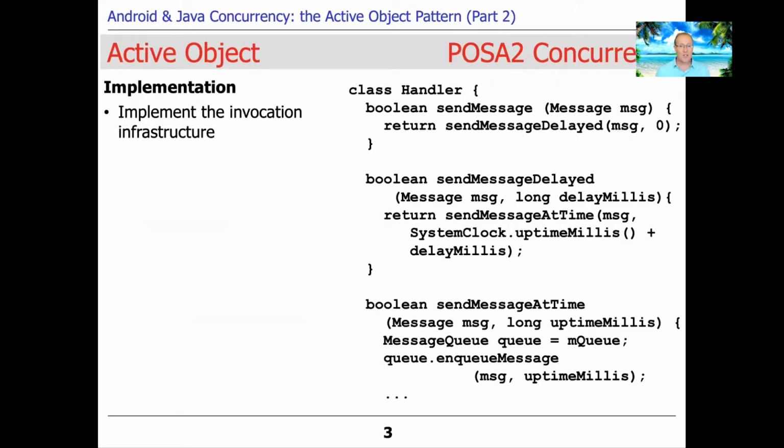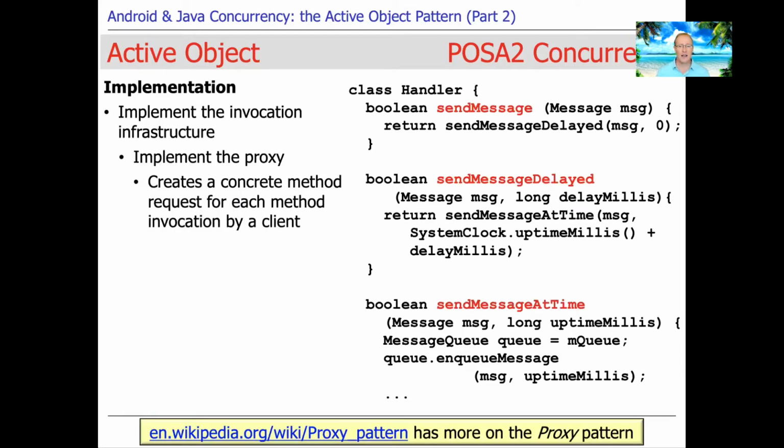So let's talk through the steps to implement this pattern. The first thing you need to do is implement the invocation infrastructure, and that's done in Android through a couple of different means. The first thing is to implement the proxy, and you can see here that we're going to use the Handler class as the embodiment of this in Android. The Handler class has a bunch of methods defined on it, which are sendMessageDelayed, sendMessageAtTime, and so on. These are all different concrete methods to make method invocations by the client.